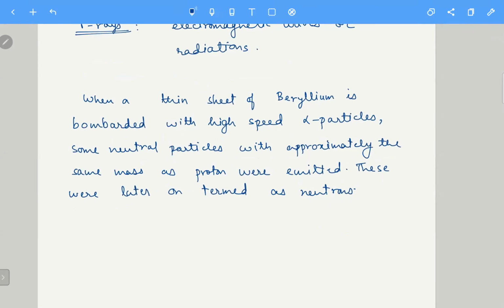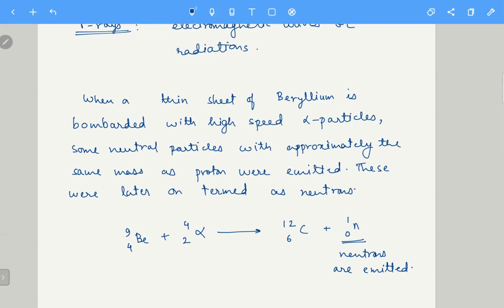Theek hai, to basic changes dekho kya ho raha hai actually yahan pe. Beryllium has a mass of 9 and atomic number of 4. When alpha particles are bombarded on it, it results in a change, a nuclear reaction, where beryllium converts into carbon and some neutrons are emitted. To neutron ka ye symbol ho gaya.